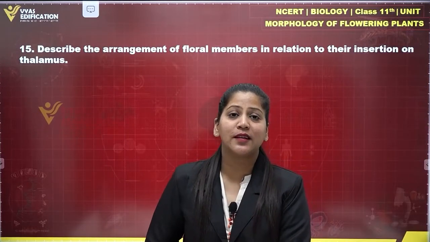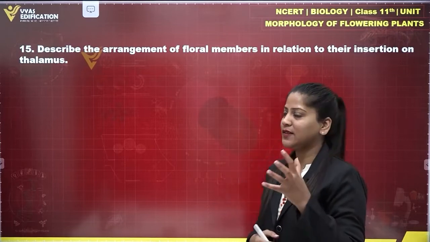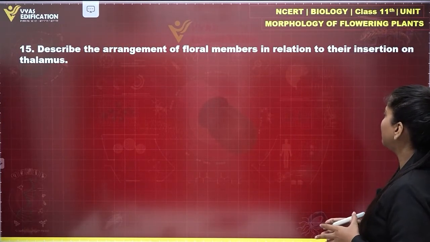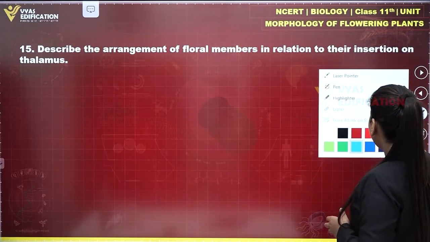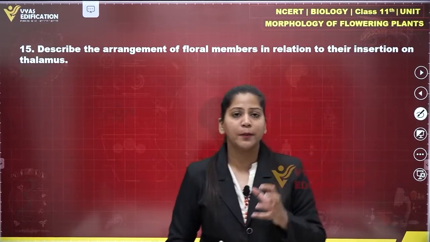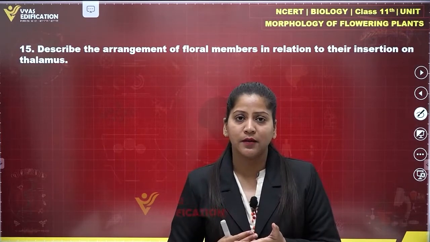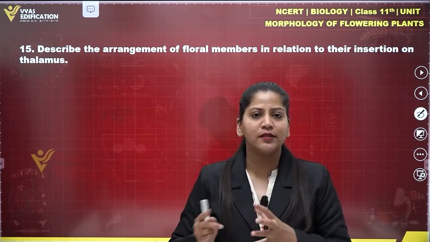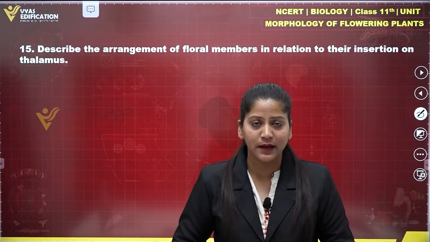Now we are going to discuss the last question of this chapter, that is question number 15, and this question is asking, describe the arrangement of floral members in relation to their insertion on thalamus. Alright, we know that on the basis of arrangement, all the floral parts, including androecium, gynoecium, calyx, corolla, all these floral parts are arranged on thalamus, that means on receptacle.